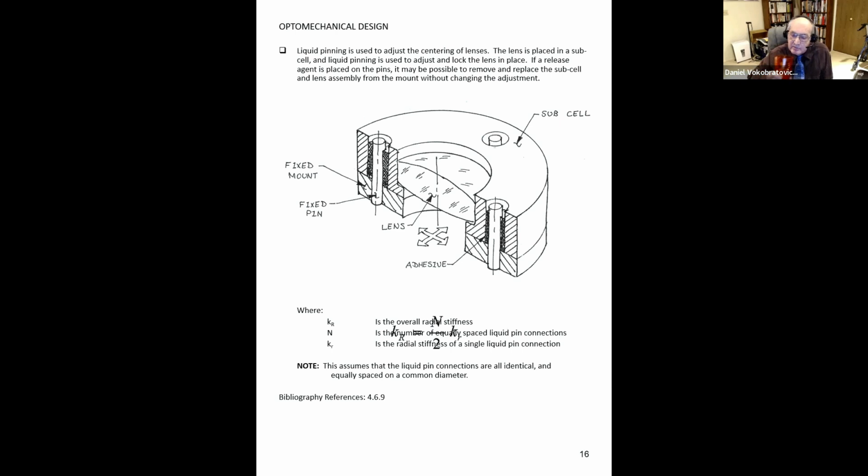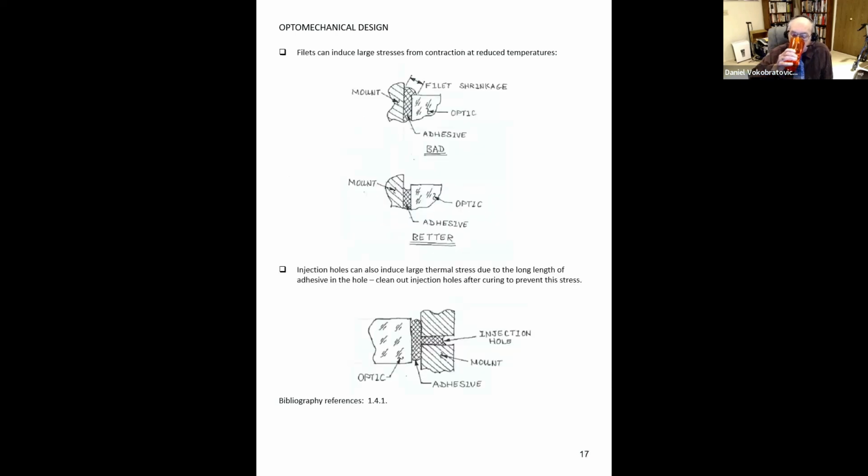The next slide shows some details you need to be concerned about. There's an old saying, the devil's in the details. That's very important in optomechanics. If the adhesive is allowed to flow up over the top of the surface and you have a drop in temperature, that can produce a tensile stress on the corner of the optic, which can lead to a fracture. For that reason, the adhesive should be below the edge of the lens, as I've shown in the lower illustration.